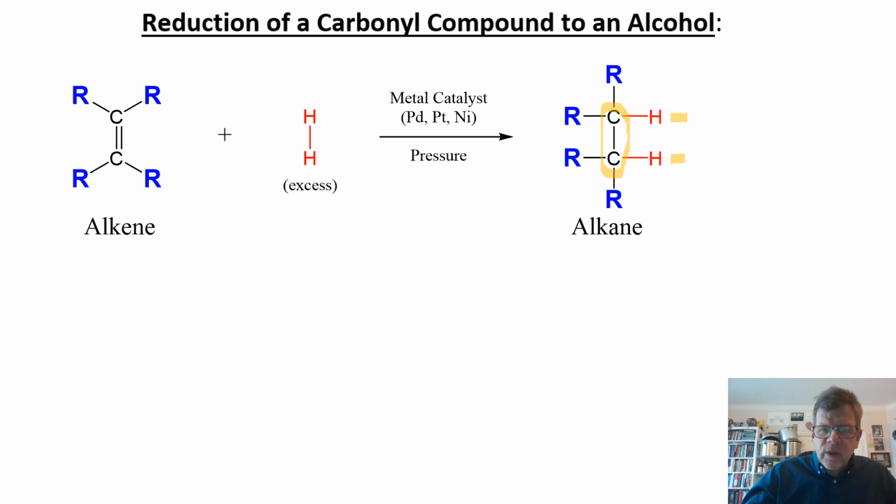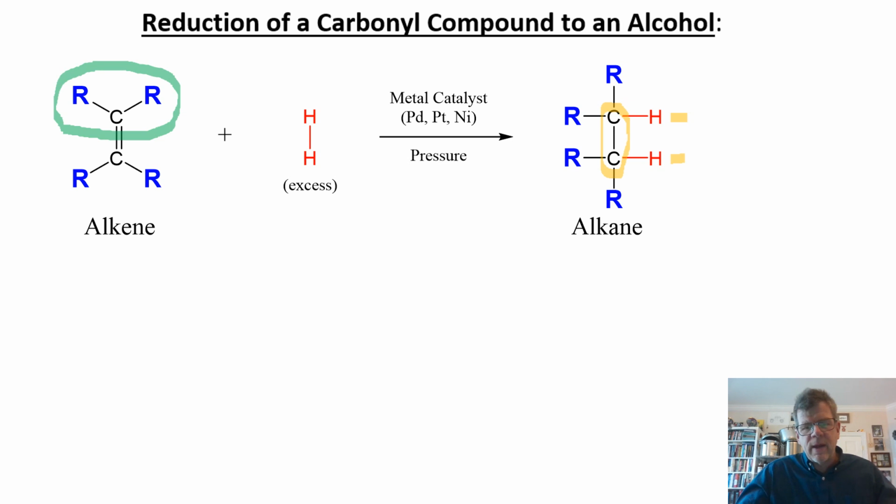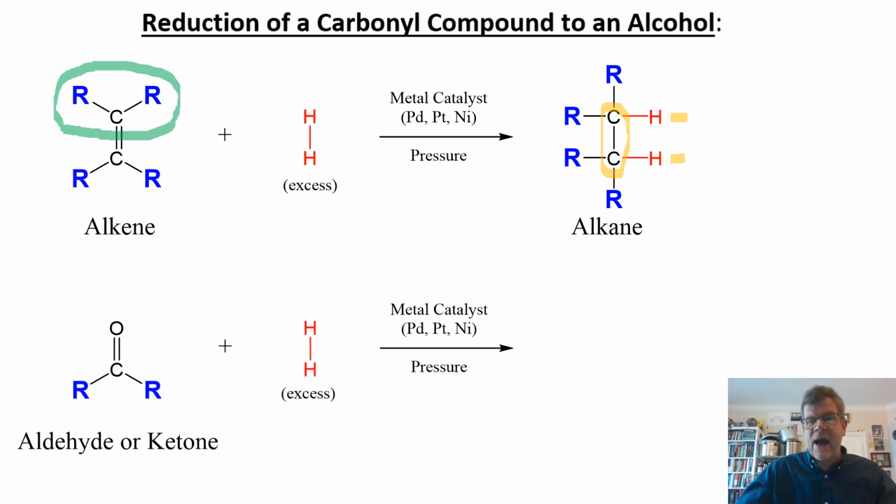So fair enough. What if I took this part of the molecule off and instead put on an oxygen? We'd have a C double bond O, an aldehyde or a ketone. That's still a double bonded species. And it turns out that when I treat that double bonded species, that carbonyl, with excess hydrogen under pressure, in the presence of a metal catalyst, one of these three metal catalysts, I carry out the same type of reaction. That H2 hydrogen adds over that double bond, C double bond O, to C single bond O. Let's look carefully at what we have built now.